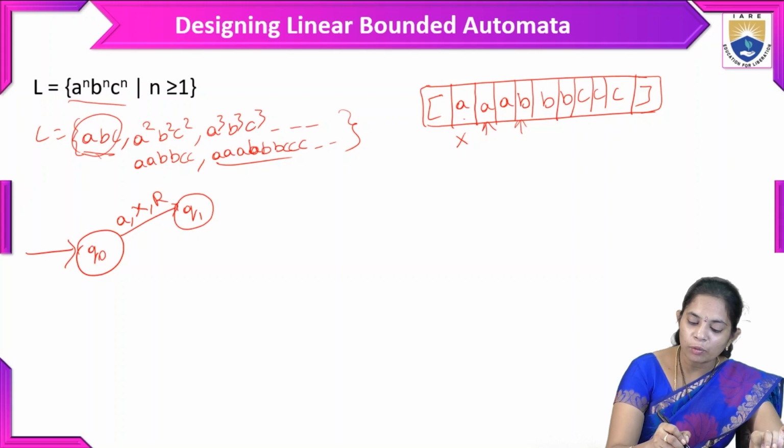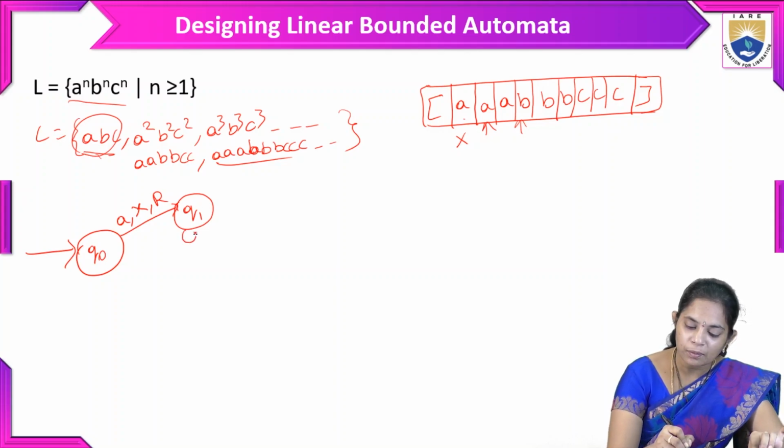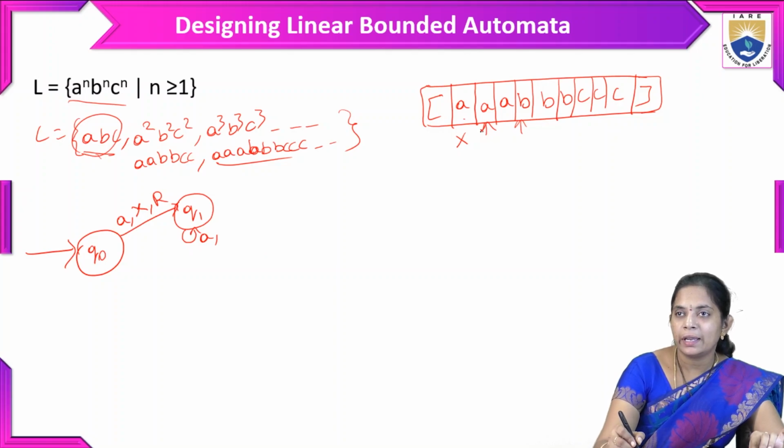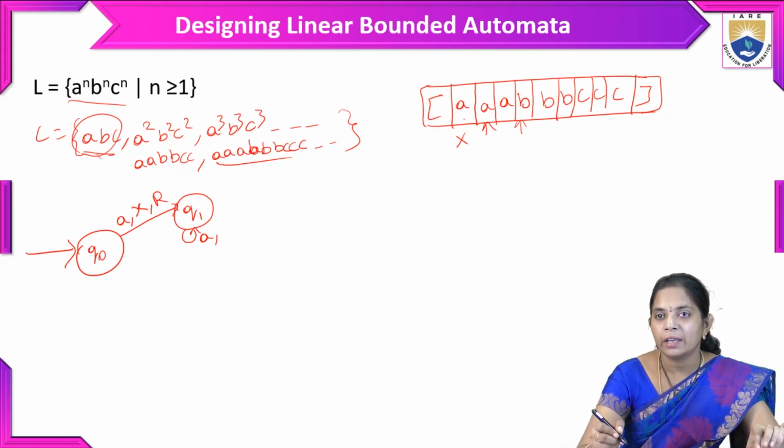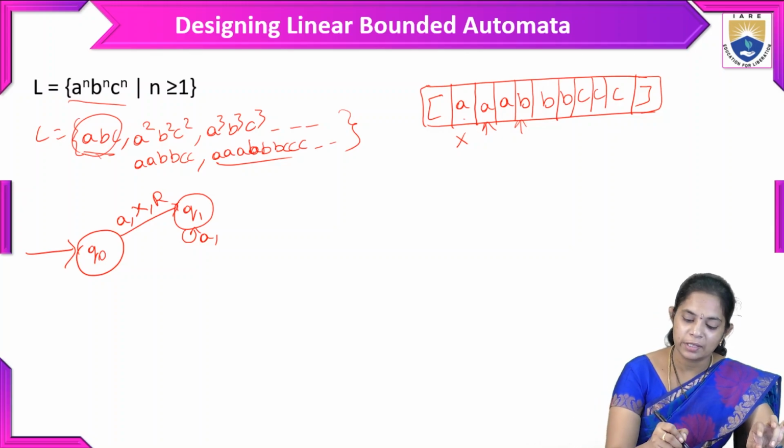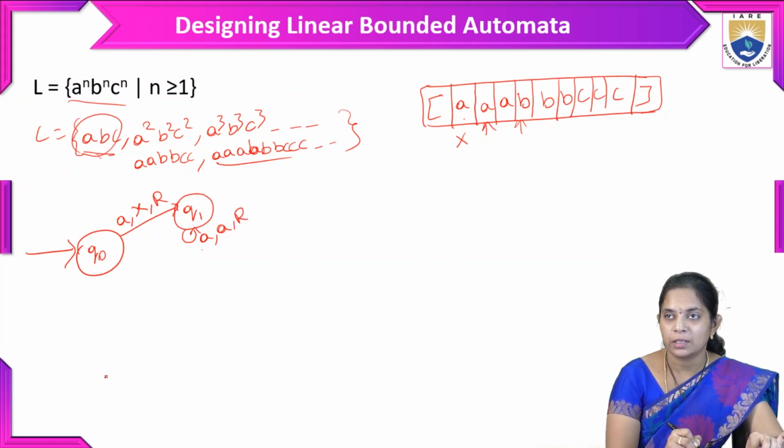So how do we skip that? Here A is there. In the next right direction, we have the input value A, and one more A is there. However many A's there are, we need to move to the right direction. A is going to be replaced with A, and we need to move to the right direction.